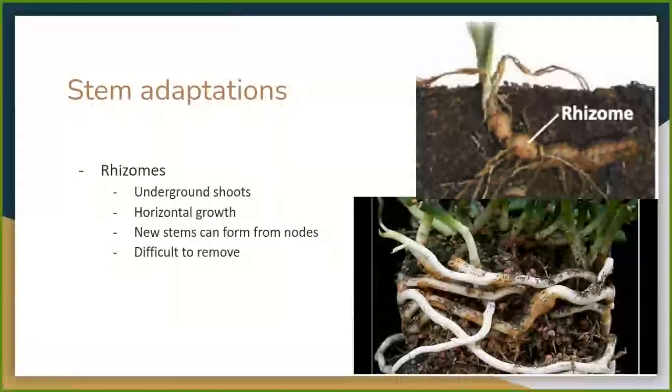This horizontal growth and also just growing underground makes the plant harder to remove. New stems can form on the nodes of the rhizome, and this can allow for vertical shoots that will emerge from out of the soil. So you can see an example of a rhizome on the image, and notice the horizontal growth and how all of the stem is underground.